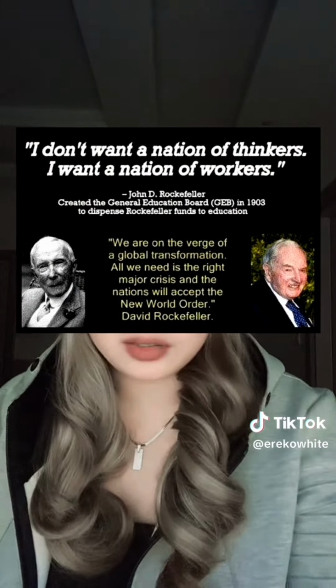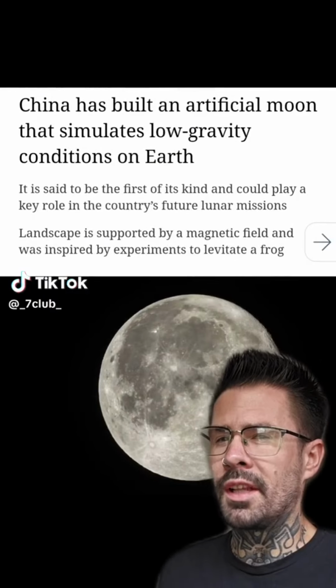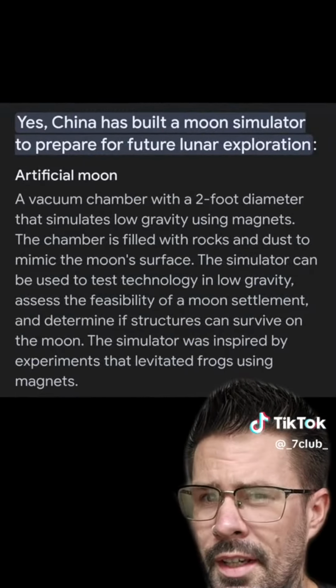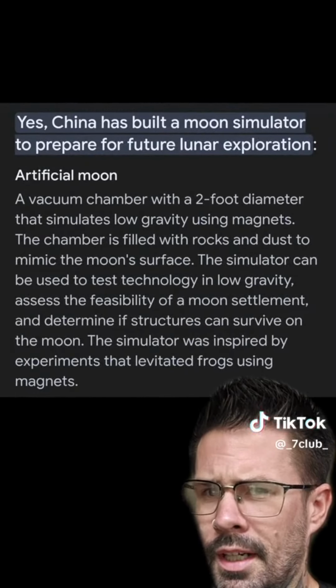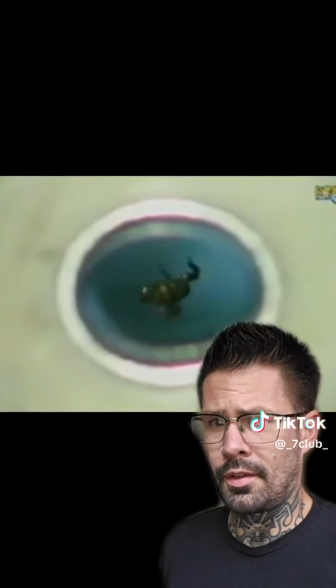I mean, logic to this piece. Whether you are religious or not, God designed your mind on top for a reason, and your eyes in front of it, to see things easy. So why complicate things? China has built an artificial moon that simulates low gravity conditions on Earth. That's right, a low gravity simulation chamber. Pause and read. They got the idea from this experiment of a levitating frog, done with electromagnetism. Believe it or not.